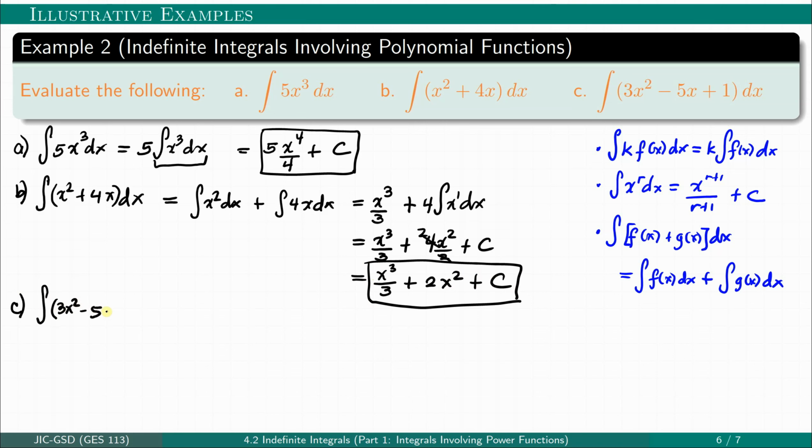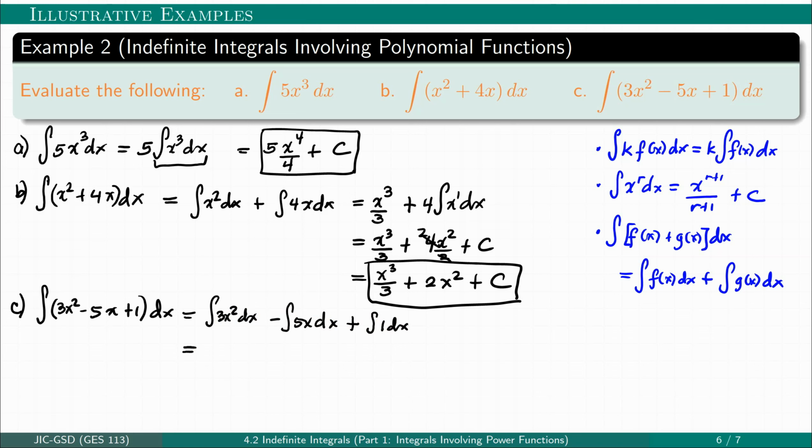Lastly, we have the integral of 3x squared minus 5x plus 1 dx. In our second example, we have a sum of two functions as our integrand. Now, in our third example, we have a constant multiple. We can extend this third rule, so we can get the integral of each term. So this will be the integral of 3x squared dx minus the integral of 5x dx plus the integral of 1 dx.